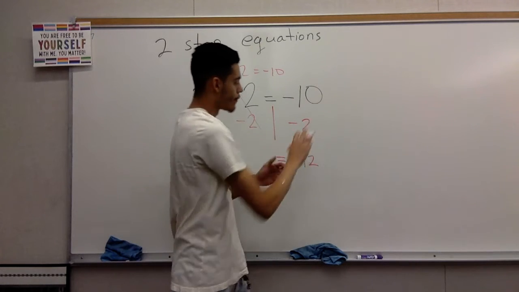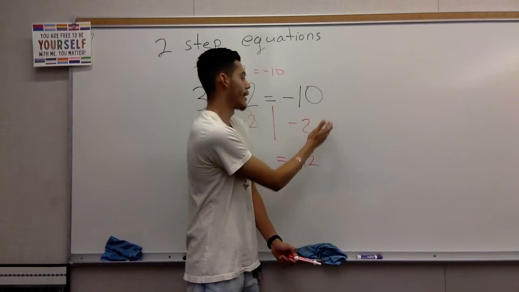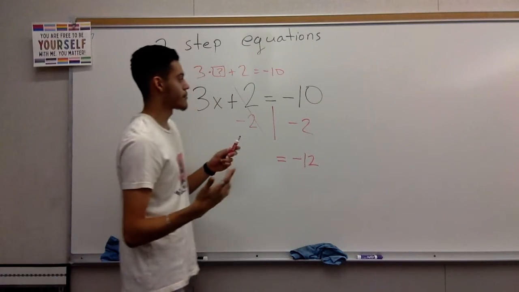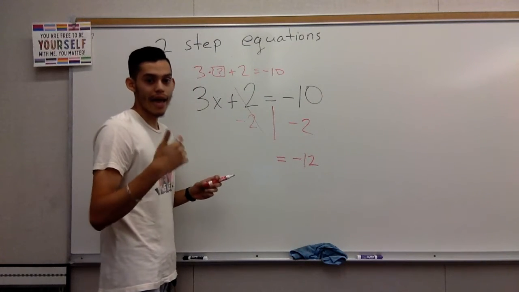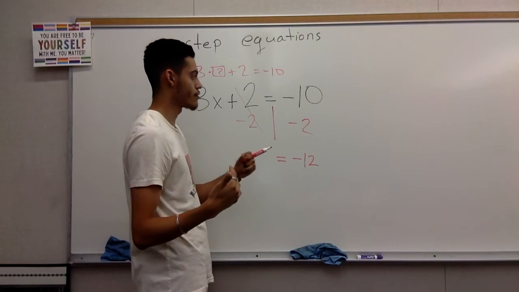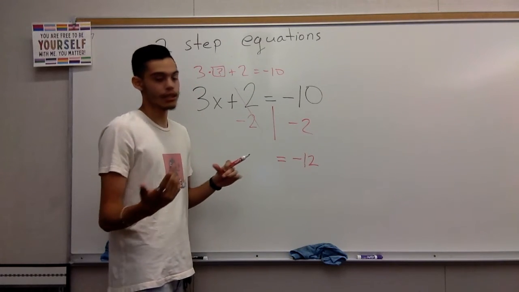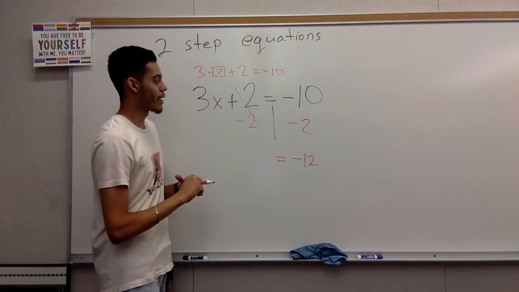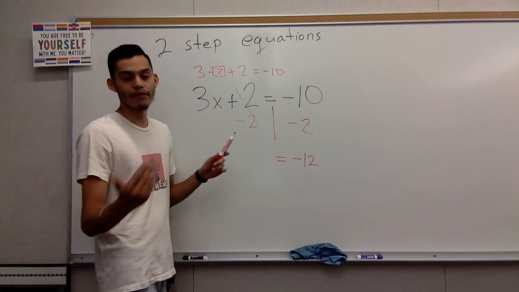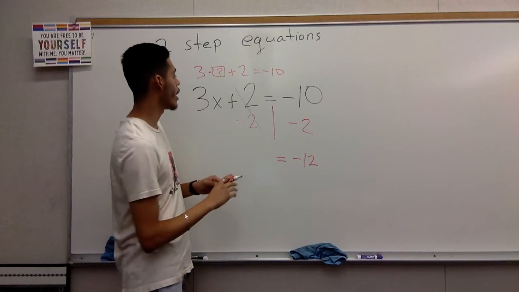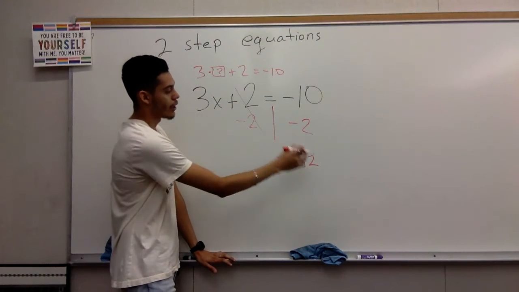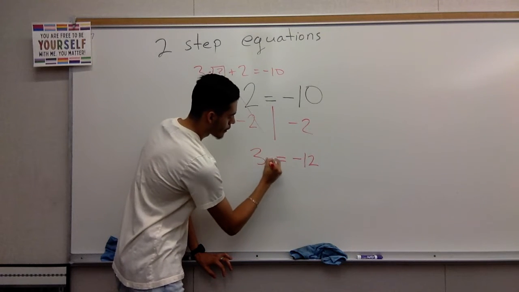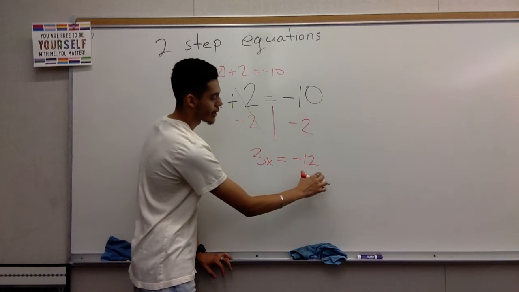If you guys don't really know the answer to negative 10 minus 2, then I suggest going back and watching the adding integers and subtracting integers video, and trying to refresh on it. I understand that not everyone is always going to remember it by heart, and everyone needs a refresher, so that is perfectly okay. Now we have negative 12 on this side. We bring down the 3x from our problem. Now we have 3x equals negative 12.